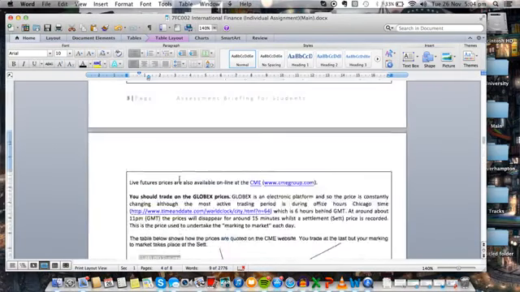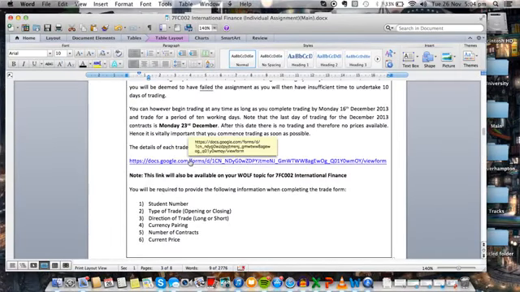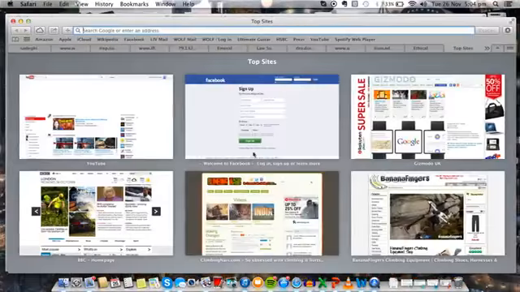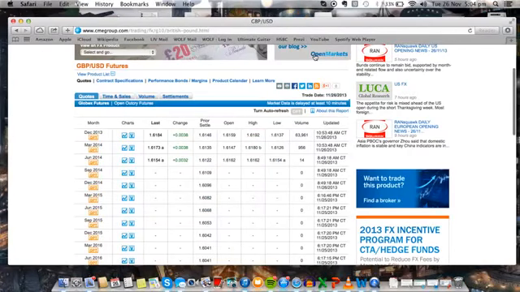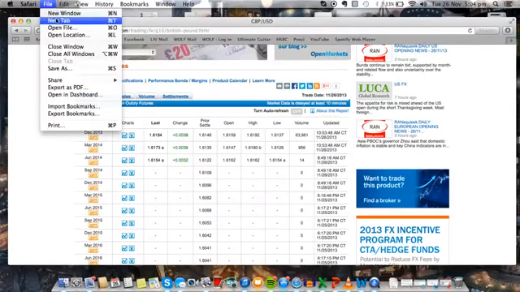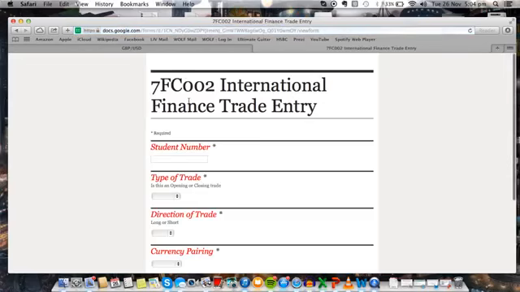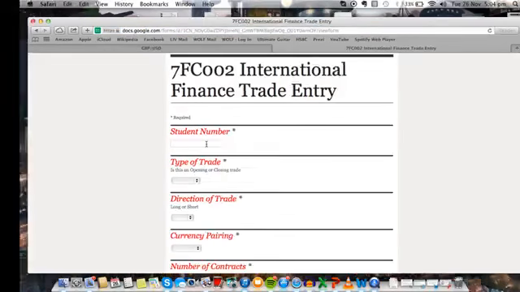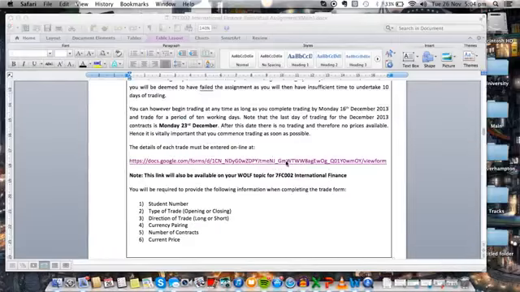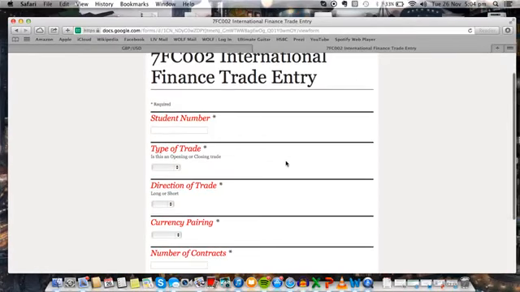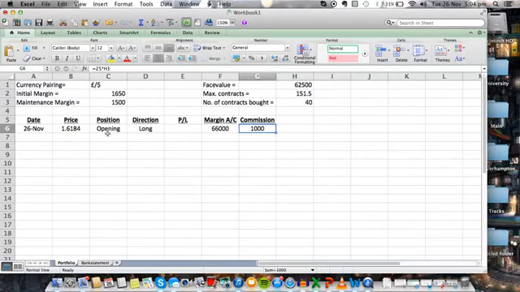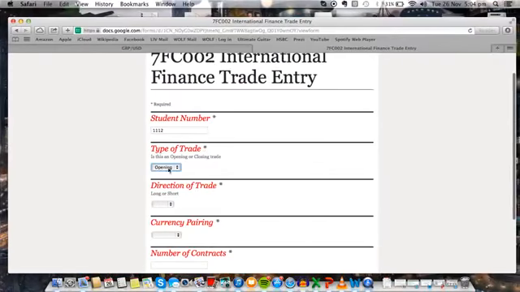Once again, if we go back into this document right here, and let's click on this. Let's open that. Okay, and what you have is this. Essentially, this is the website at which you're meant to record all your trades with me. So, student number, let's say for example my student number is 1112. Type of trade, it's an opening trade. All you're doing is keying in details from here into this document online.